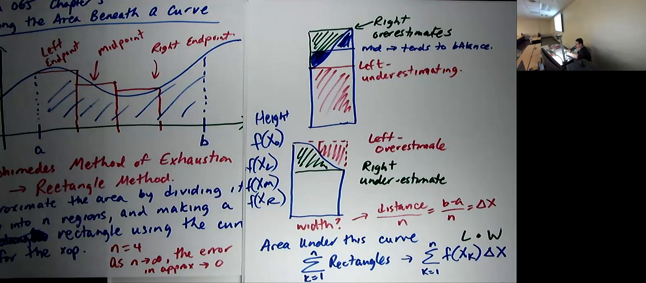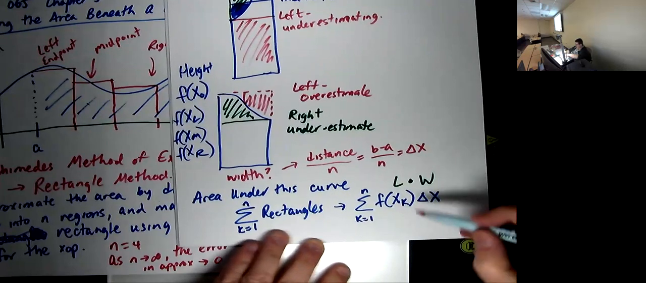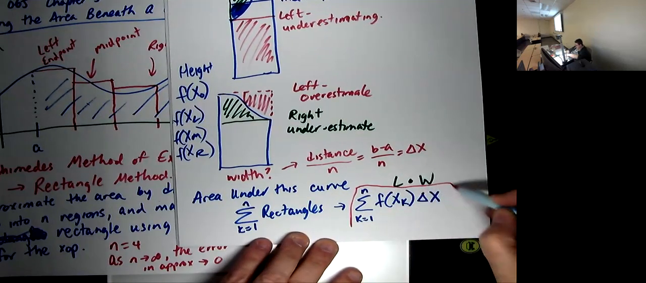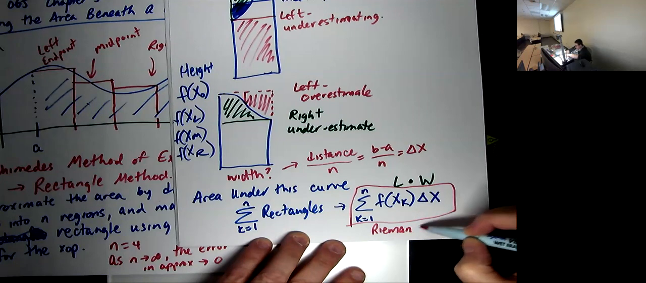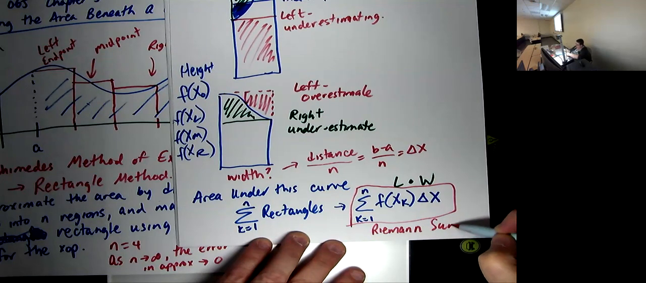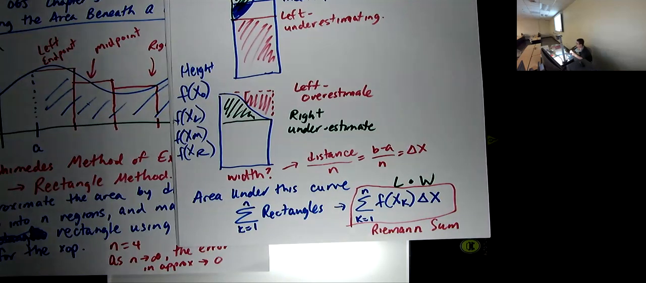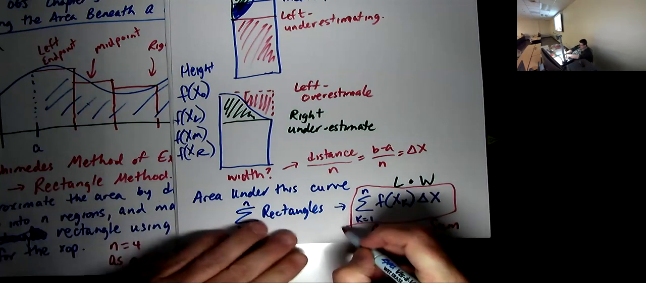This little tasty tidbit right here is called a Riemann sum. And we'll do more with this. We'll do a lot with this in 5.5.